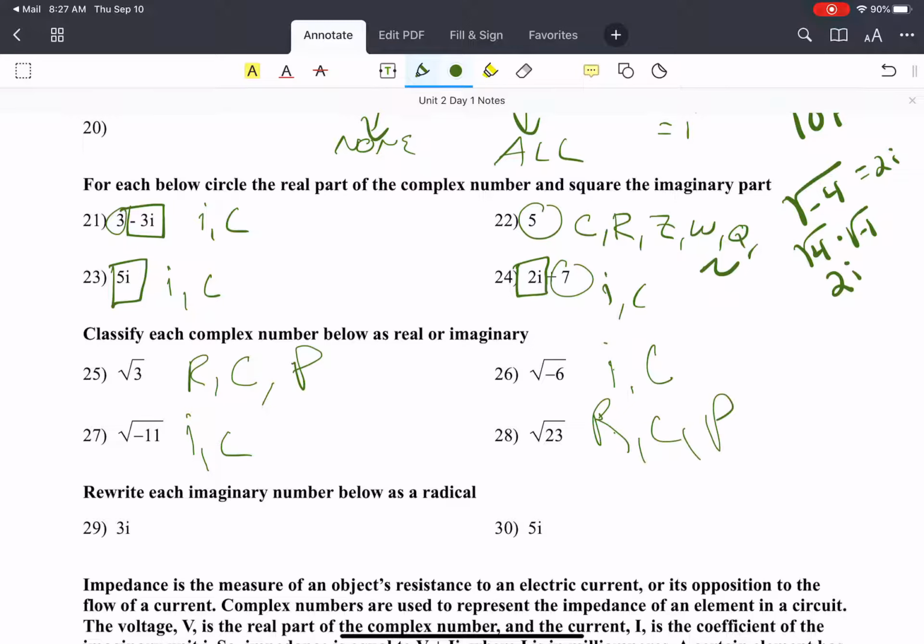Okay, I want you to take a second with your neighbors and try 29 and 30. I want you to try and write those. These are the simplified versions. So try and figure out what those would be if they were still under their square root. Okay?